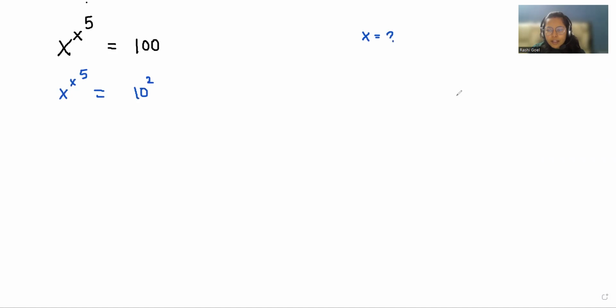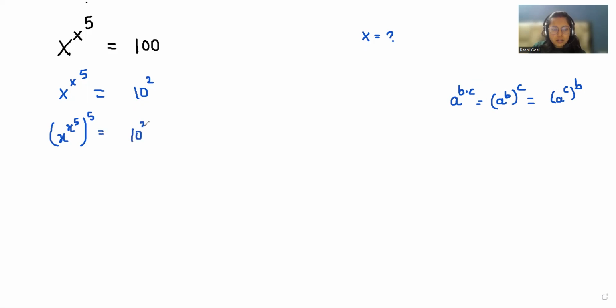Now we have a rule of exponent, that is a power b times c. We can write it as a power b power c or a power c power b. So we can write this as x power 5. First I'll take power 5 to both sides. Now I'm going to apply this rule.